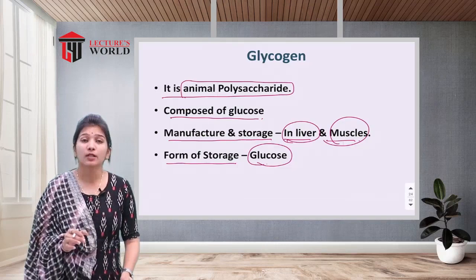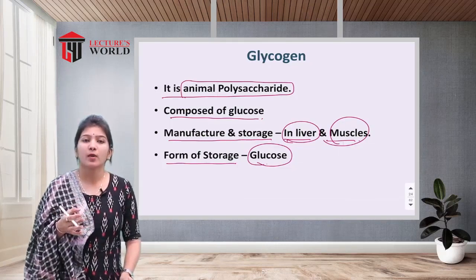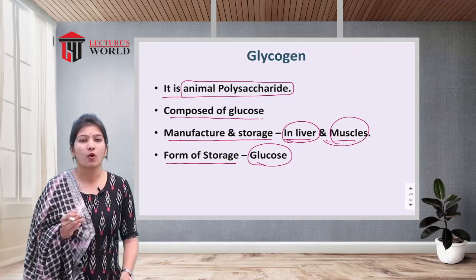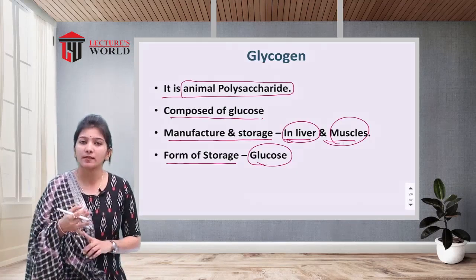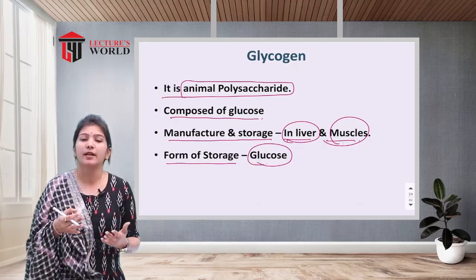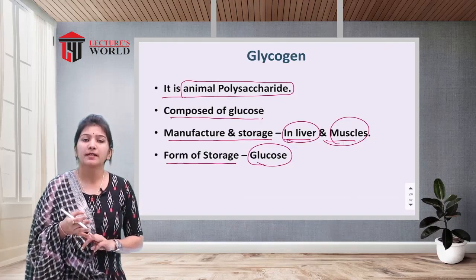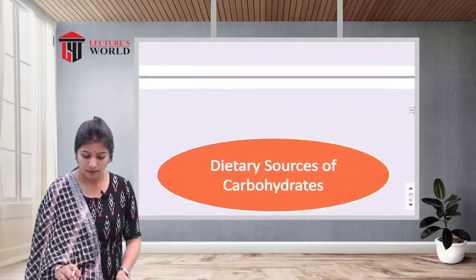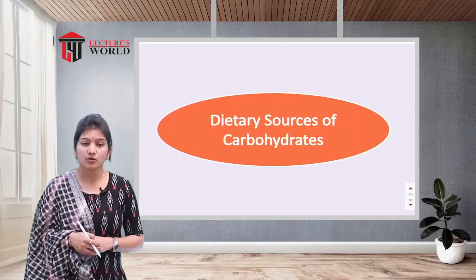So that's all about simple and complex carbohydrates. Simple carbohydrates have three types: monosaccharides, disaccharides and oligosaccharides, whereas complex carbohydrates have polysaccharides, which are further divided into homopolysaccharides, heteropolysaccharides, dietary fibers, dextrin, starch and glycogen. Next we will see the dietary sources of carbohydrates.